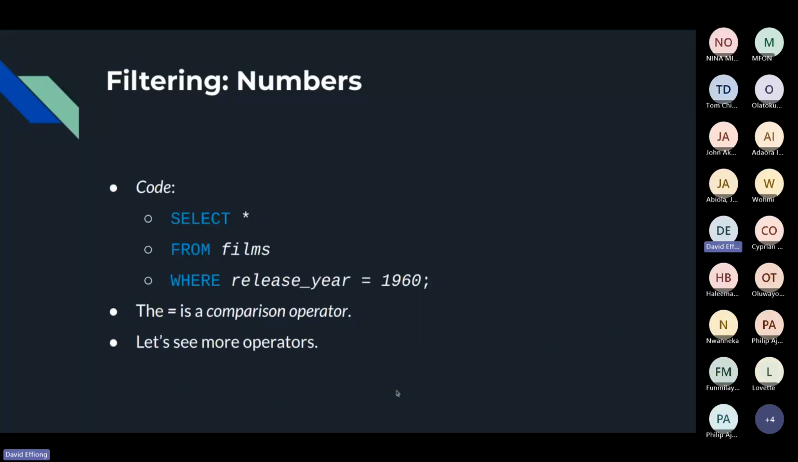Now, this is the syntax for doing it. You have the SELECT, selecting all the columns from the films table WHERE the release year is equal to 1960. This is how you use the WHERE clause when you're filtering. In this case, we are filtering to match a specific value. We only want to get the movies where the release year was 1960. I specify the column name here, and I specify the value I want. The equal sign is a comparison operator. There are other operators. Let's look at the other operators.